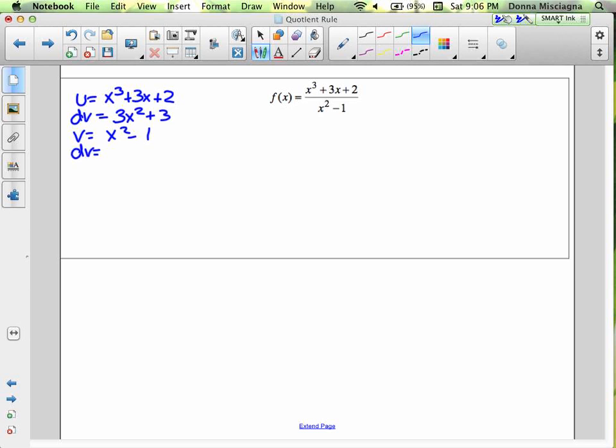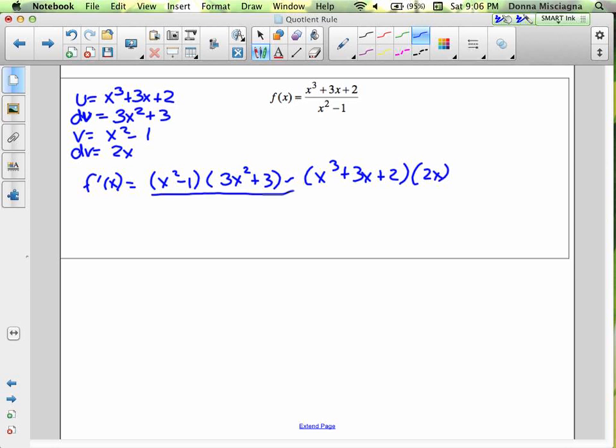The derivative is 2x. All right, so we have f prime of x is equal to the denominator, x squared minus 1 times the derivative of the numerator, 3x squared plus 3, minus the numerator, x cubed plus 3x plus 2 times the derivative of the denominator, 2x, all over denominator squared. All right, so we have to multiply.